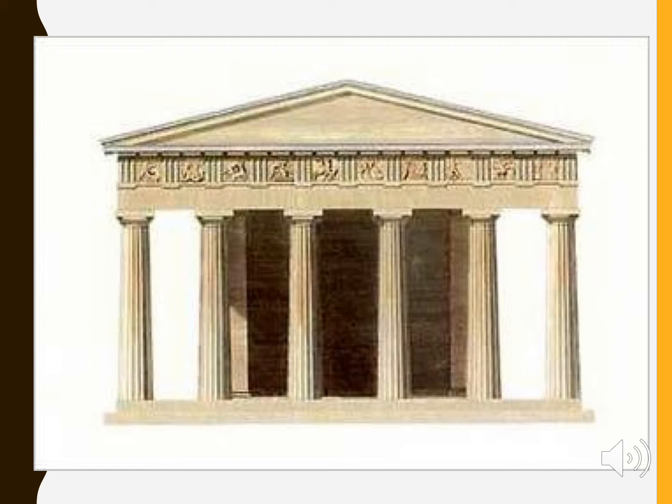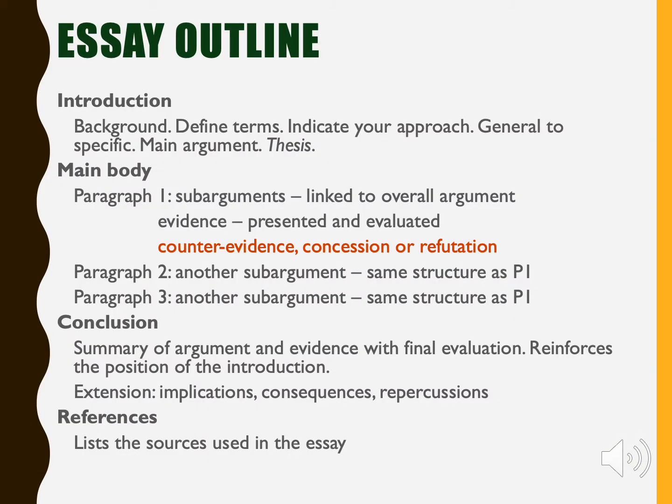The pillars, the vertical structures that are holding up the pediment of this temple, these are the arguments you're going to make. And the point is that each one of these columns, each one of these arguments has to support your thesis, right? And you need a certain number of them to keep it straight. So that's one way of thinking about an essay. Another way is simply to think of it in terms of an outline. You've got an introduction, you've got a main body, you've got a conclusion, and you've got your references. And within the main body, each paragraph has sub-arguments linked to the overall argument, and you present evidence and you evaluate it. Maybe you have counter-evidence and you make a concession or a refutation, some idea that goes against your own idea. So this is a very standard essay outline.